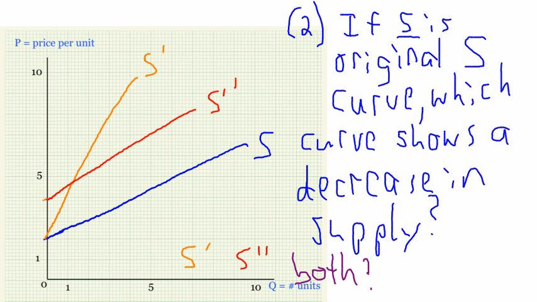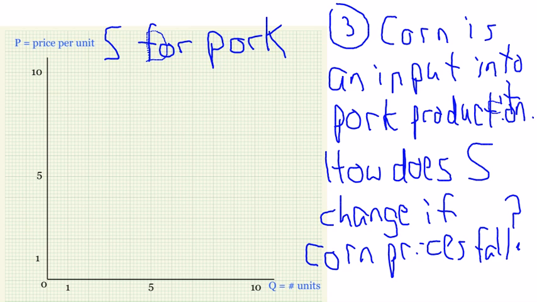The answer is that both supply curves represent a decrease in supply, because in both situations at any price, let's say a price of 6, at S prime and at S double prime, you're going to be producing less than you would under the original supply curve S. So anytime a supply curve moves to the left, whether it's a parallel shift or not, that's a decrease in supply.